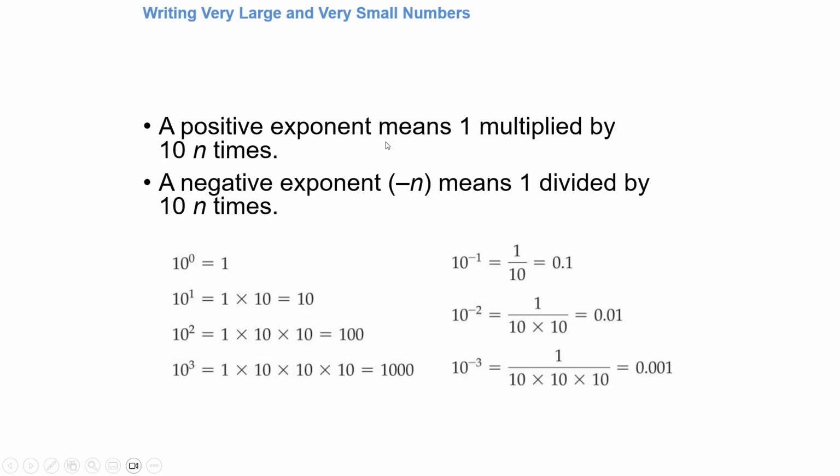A positive exponent means 1 multiplied by 10 n times. A negative exponent means 1 divided by 10 n times. 10 to the 0 is equal to 1. 10 to the first is equal to 1 times 10, which gives you 10, and so forth. 10 to the negative 1 means 1 divided by 10, and that gives you 0.1.